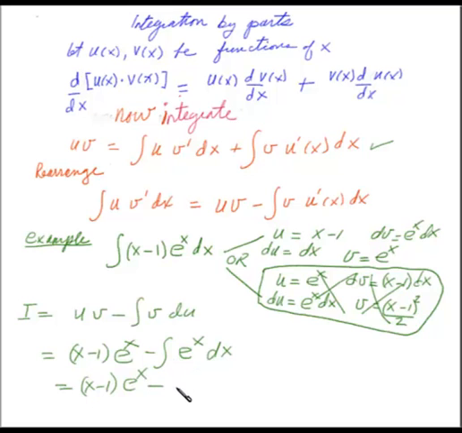And can I evaluate the integral e to the x dx? Sure. That's just e to the x. And then this is finally plus a constant. And then I can, if I need to, rewrite this a little bit. I've got an e to the x here, and I've got one there, so I could factor that out. And this would become e to the x times (x minus 1 minus 1) plus a constant, or e to the x (x minus 2) plus a constant.